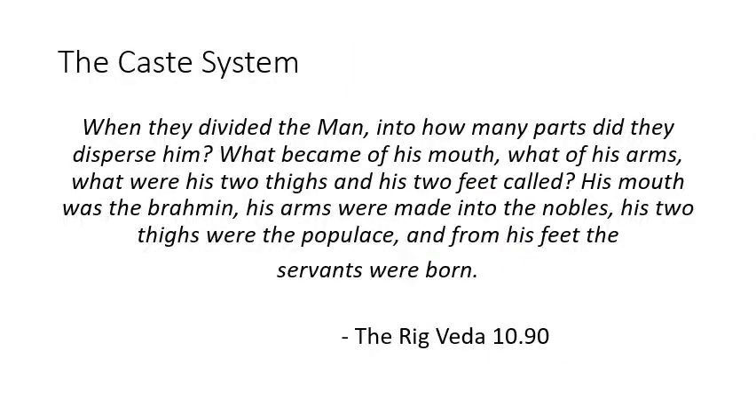As we can see from our selection from the Rig Veda, from the myth of Purusha, it says here: When they divided the man, into how many parts did they disperse him? What became of his mouth? What of his arms? What were his two thighs and his feet called? His mouth was the Brahmin, his arms were made into the nobles or Kshatriya, his two thighs were the populace, and from his feet the servants or the Shudra were born.